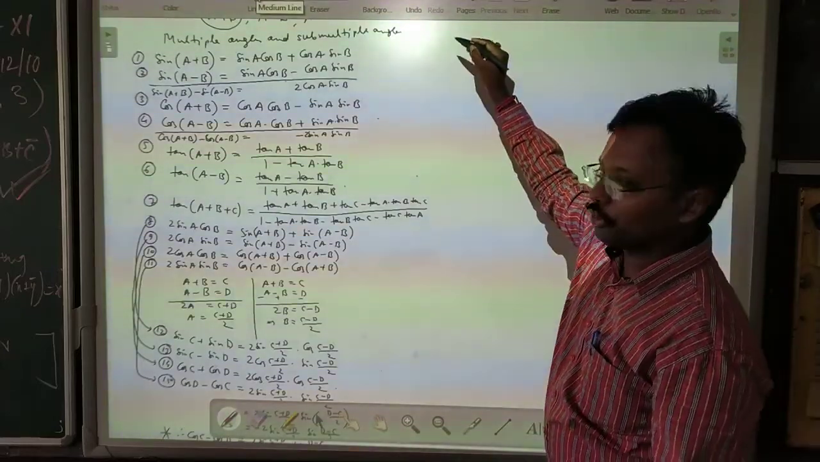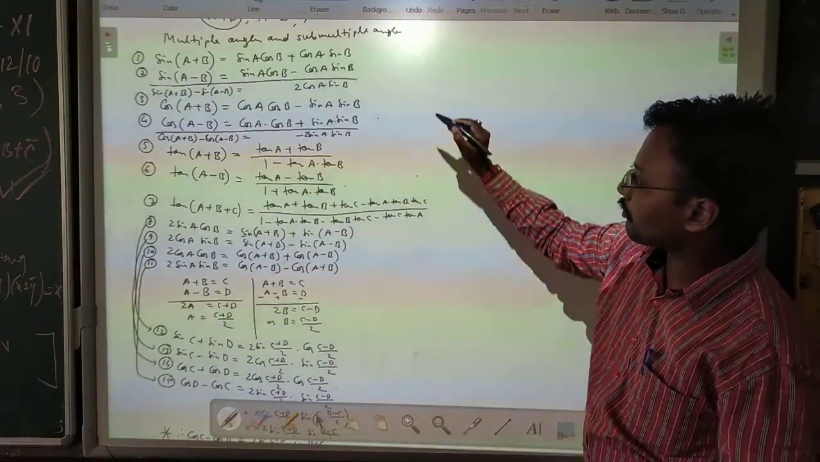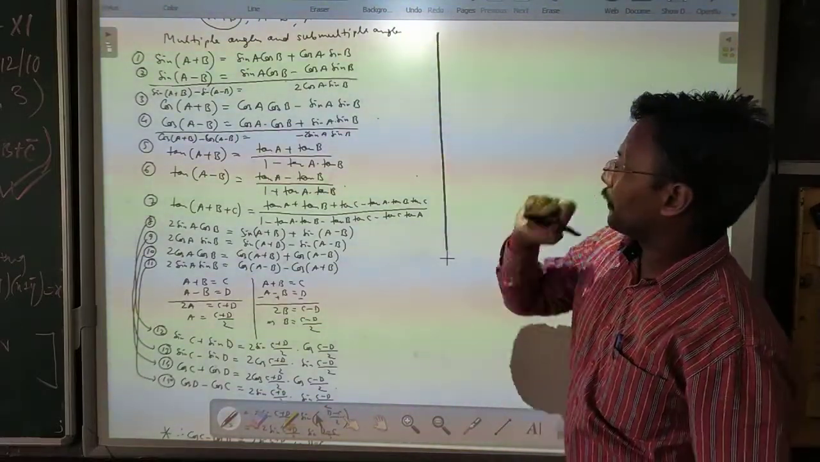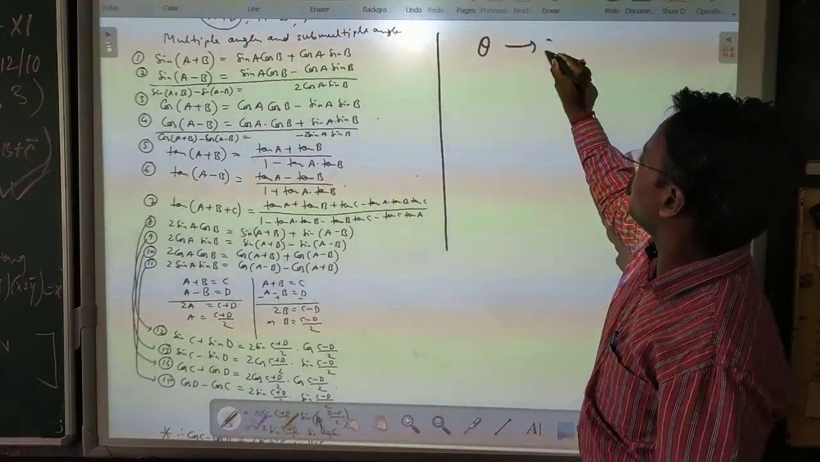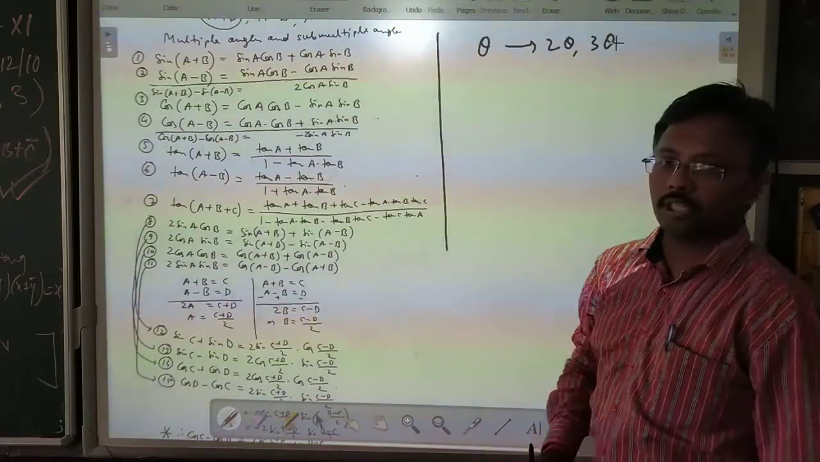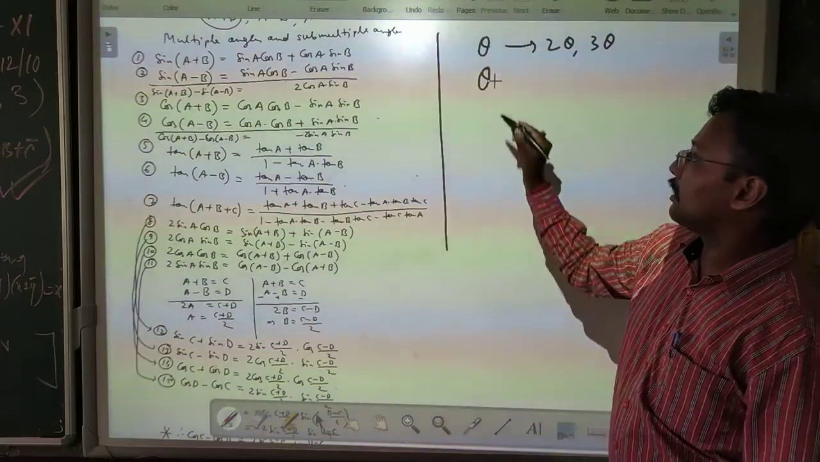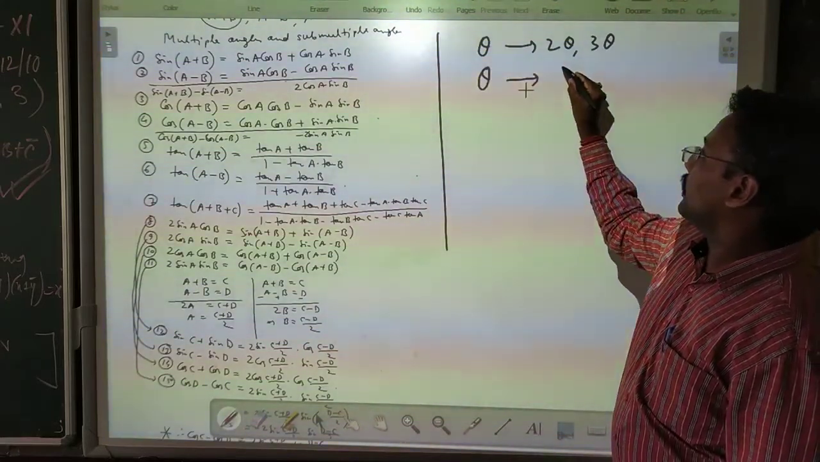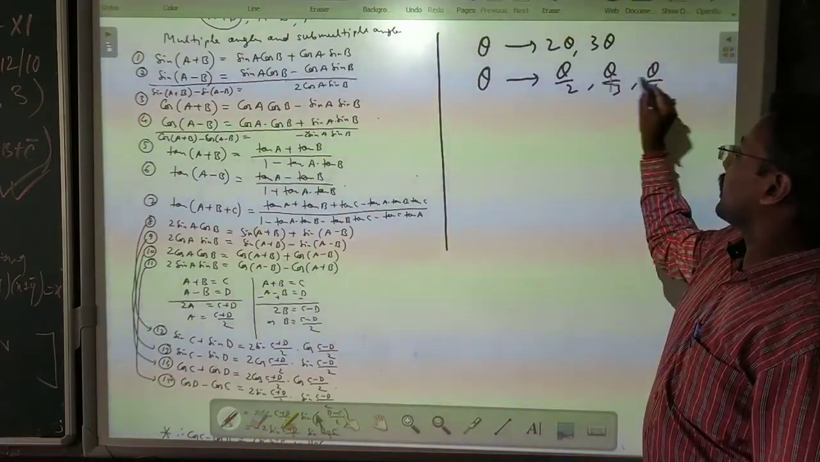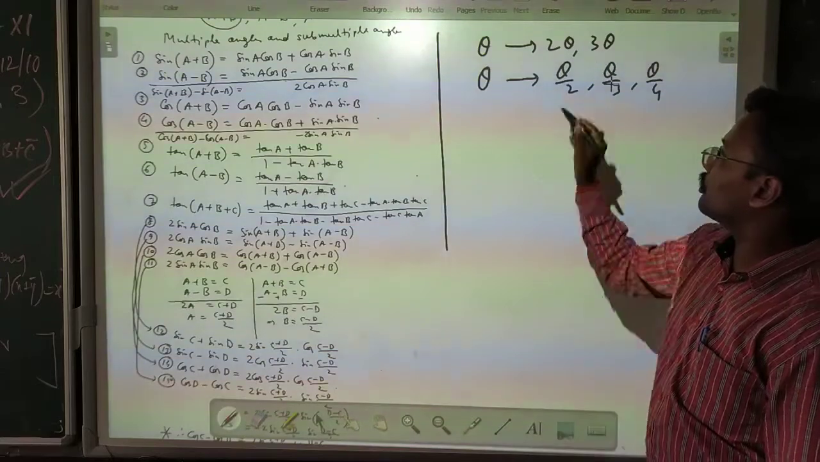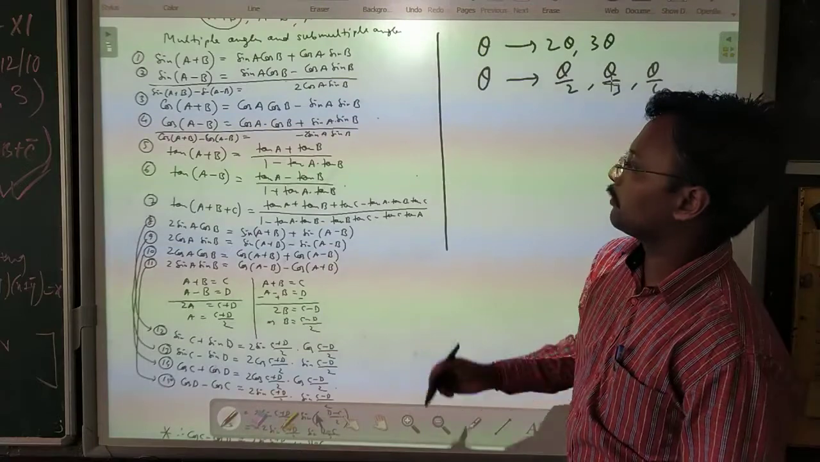Okay, now I am going to tell you the formula of multiple angle and submultiple angle. For multiple angle, if an angle is written as theta, then 2 theta, 3 theta, 4 theta are called the multiple angles. And if the angle is taken as theta, and it is written as theta by 2, theta by 3, theta by 4, then these angles are called submultiple angles. So based on this, I will be giving you some formulas from the compound angles, right?